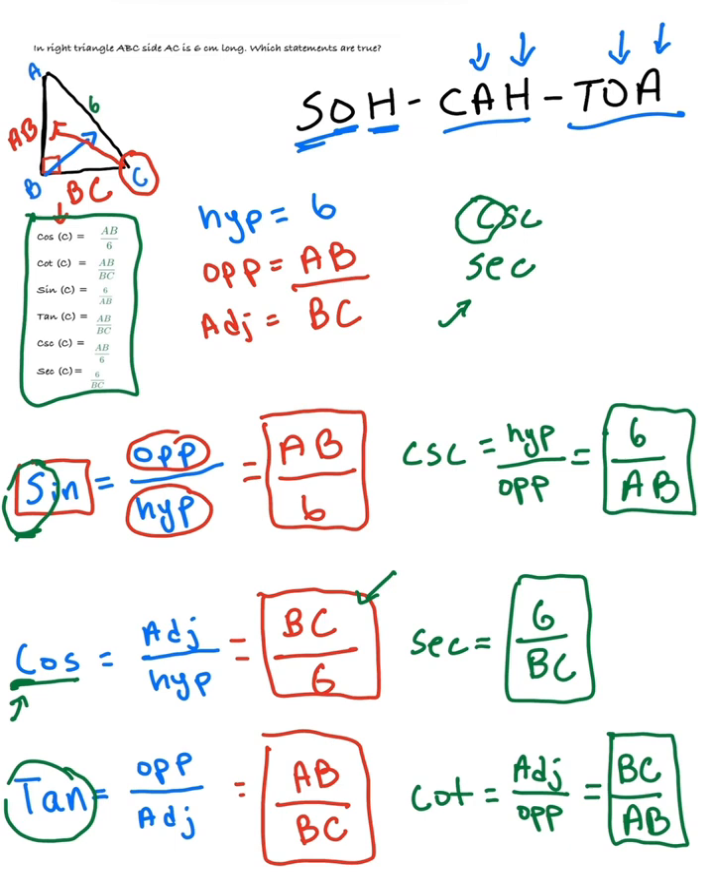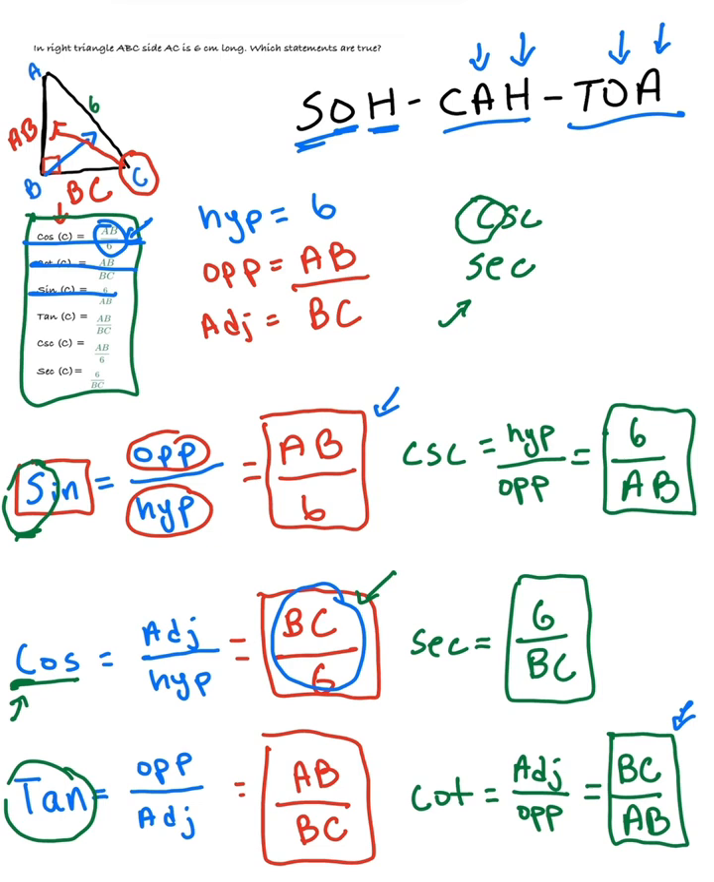So if I look at this, it says cosine of C is AB over 6. We go to our cosine and see if this matches. No, it doesn't, so it's not that. All we have to do is go one by one. The next one, cotangent: the answer choice says AB over BC, which is incorrect, because we know it's BC over AB. Sine C is equal to 6 over AB. That's also incorrect.